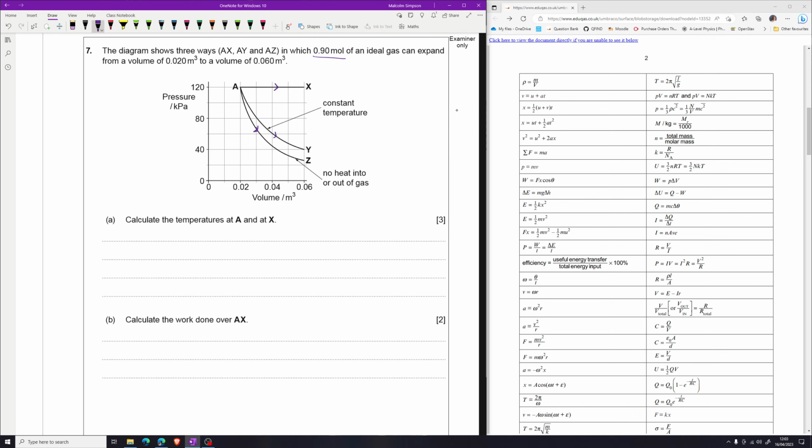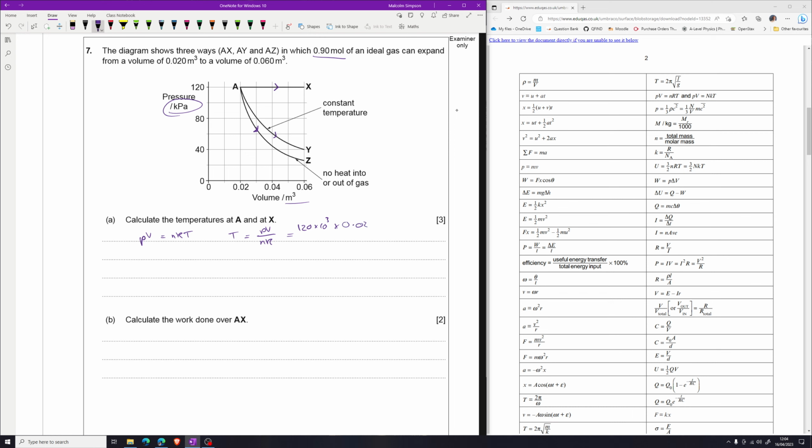Finding temperatures at A and X then. So this is just ideal gas law. PV equals nRT. So T equals PV over nR. Be a little bit careful. One of the common mistakes students make is they ignore the units on the graph. So pressure here is in kilopascals, so 120 times 10 to the 3. Volume just in meters cubed, so that's just the base unit here.